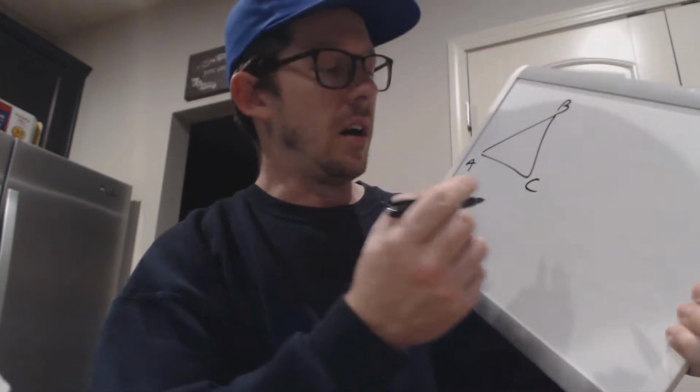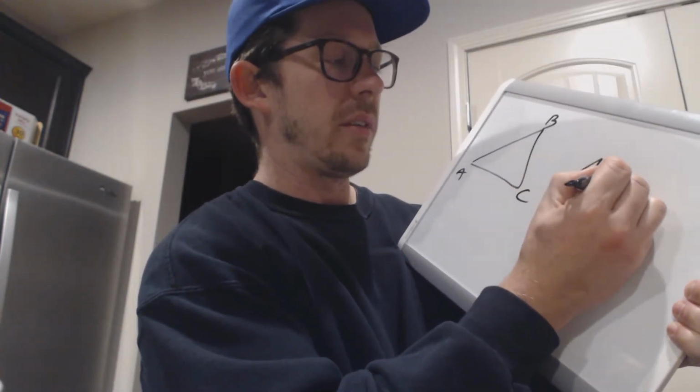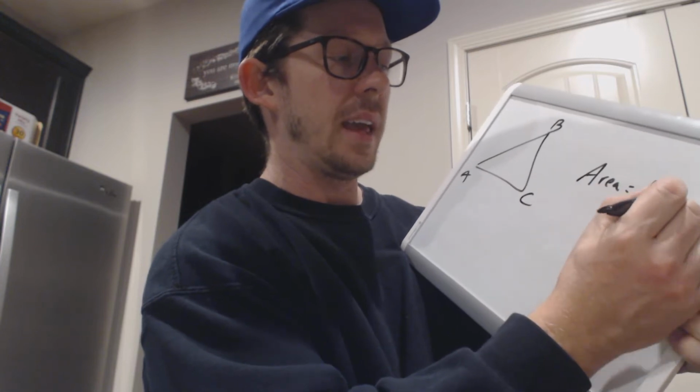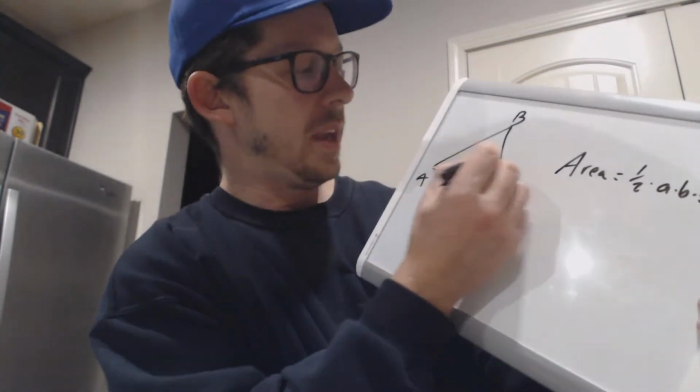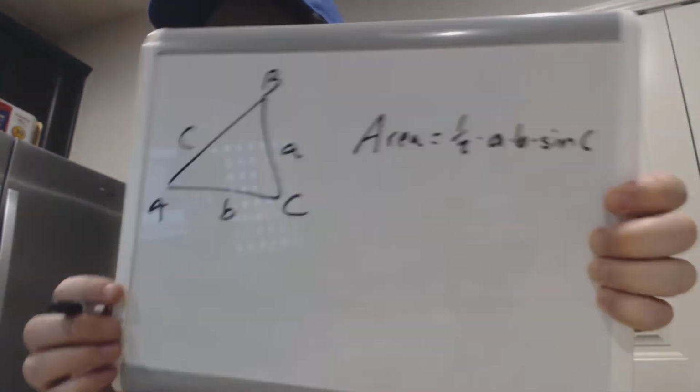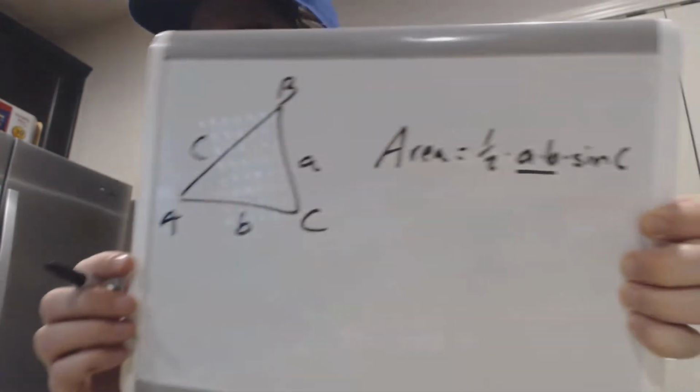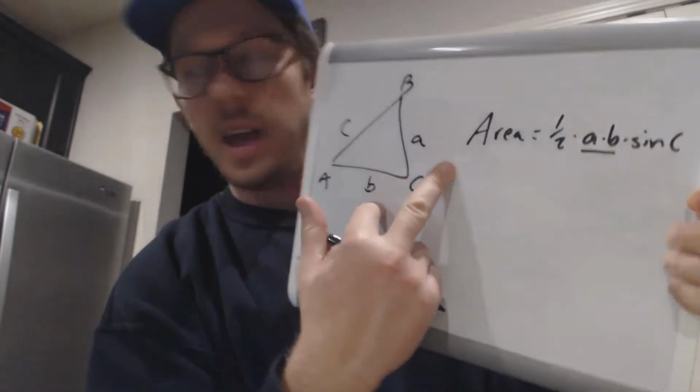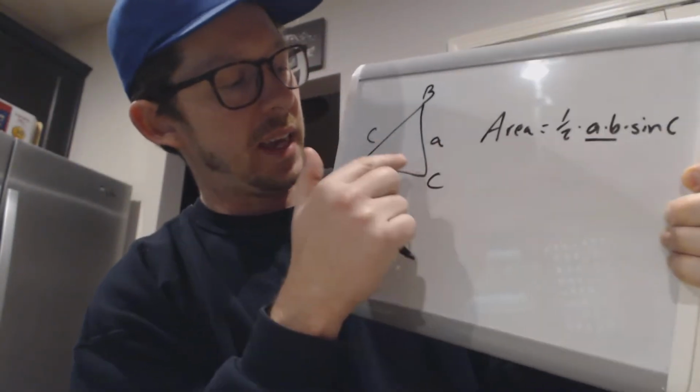Basically, what we have here is this. I'm going to write that triangle out again, triangle ABC. Let's say I took one of those formulas, area equals 1/2 AB sine C. Here's A, here's B, here's C. What are these two things right here? Those are sides, A and B, and you notice C is sandwiched right in the middle.